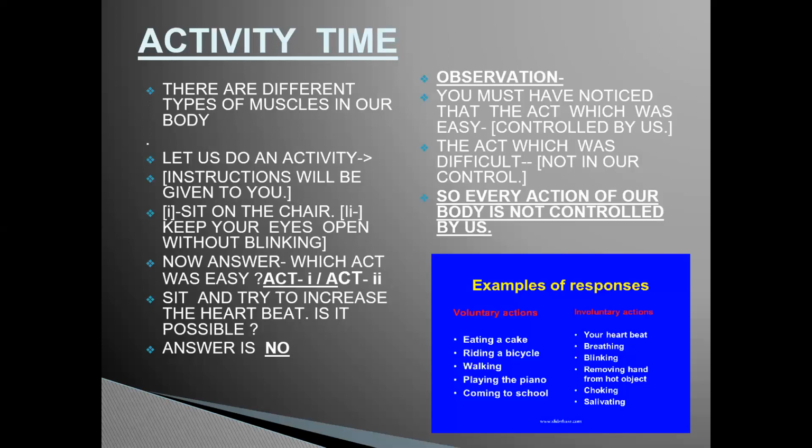Here is a list of different actions. They are voluntary and involuntary actions. Eating a cake, riding a bicycle, walking, playing the piano, coming to school, going to school, coming back home. All these are voluntary actions. If we want, we will do it. If we don't want, we will not do it.